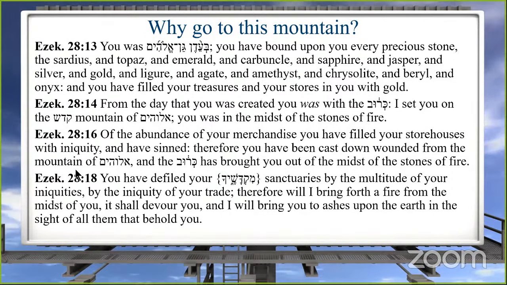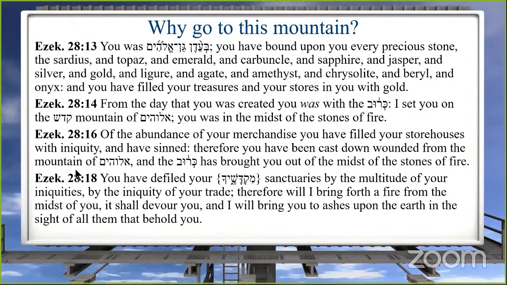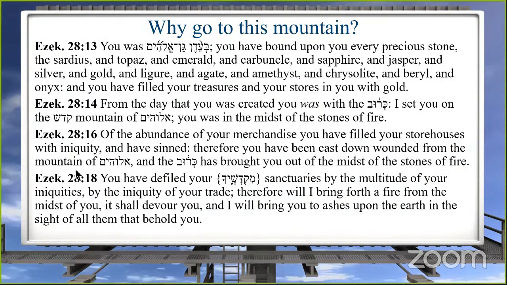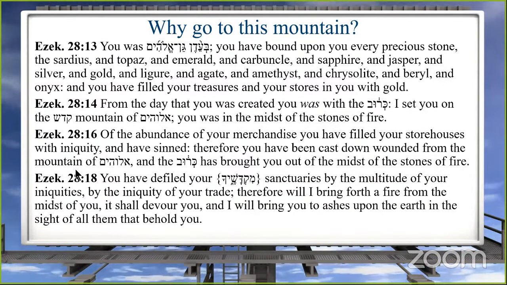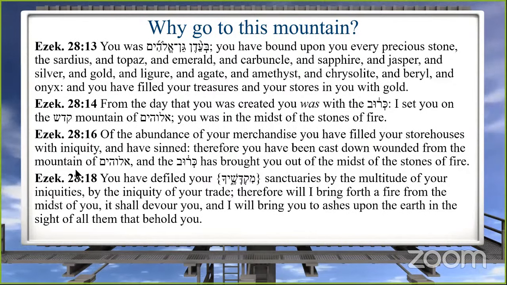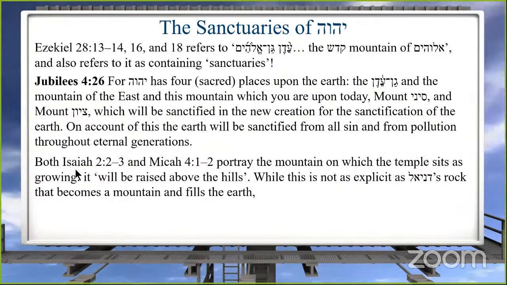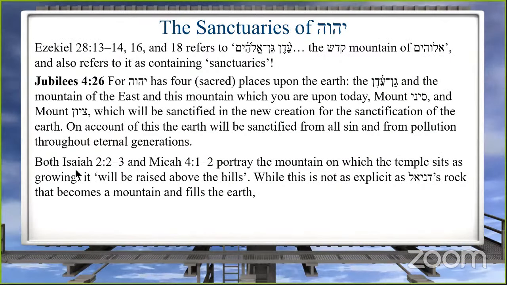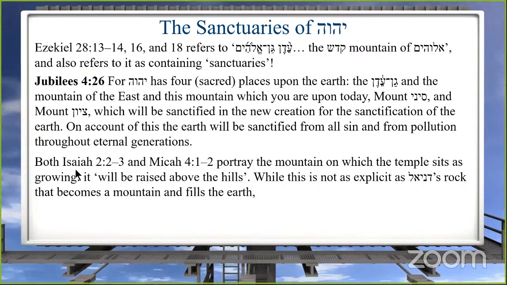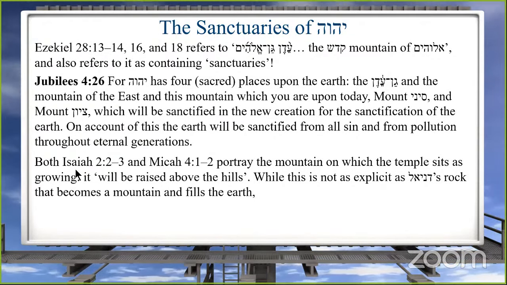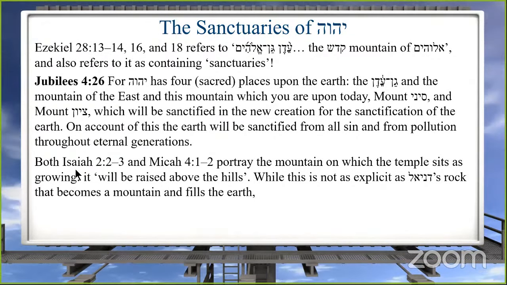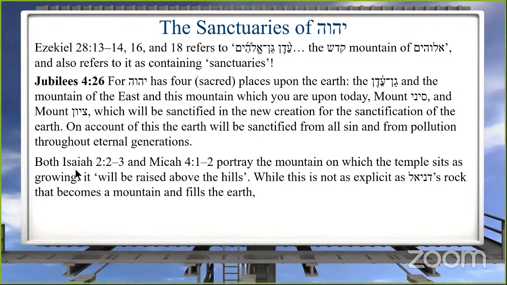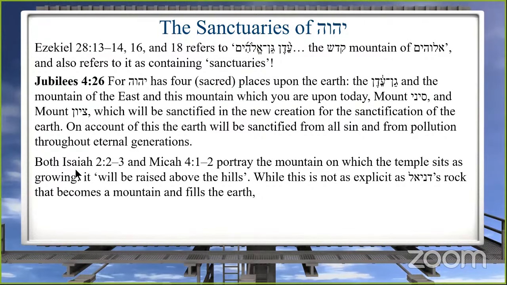So he defiled your sanctuaries by the multitudes of your iniquities, by the iniquity of your trade. Therefore will I bring forth a fire from the midst of you. It shall devour you, and I will bring you to ashes upon the earth in the sight of all them that behold you. Don't worry, I'm going to answer the question in just a minute. All right. So Ezekiel 28:13, 14, and 18 refers to Eden, the Garden of Elohim. It says the Kodesh mountain of Elohim also refers to its containing sanctuaries, plural, right?